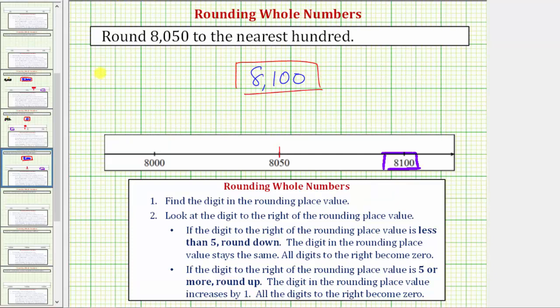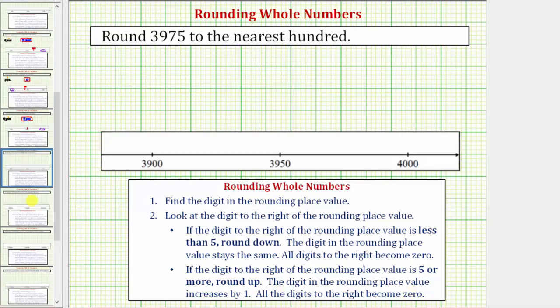Using our formal rules for rounding, beginning with the given value, we locate the digit in the rounding place value, which is the 0 in the hundreds. Then we locate the digit to the right, which is the 5 in the tens. This is our decision maker. So because this 5 is 5 or more, we round up, which means the digit in the rounding place value increases by 1. So we increase the 0 in the hundreds to 1, and all digits to the right become 0, giving us 8,100.